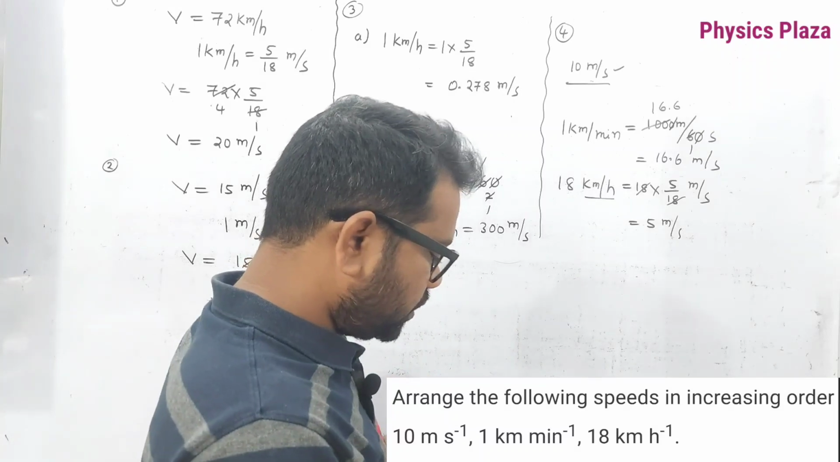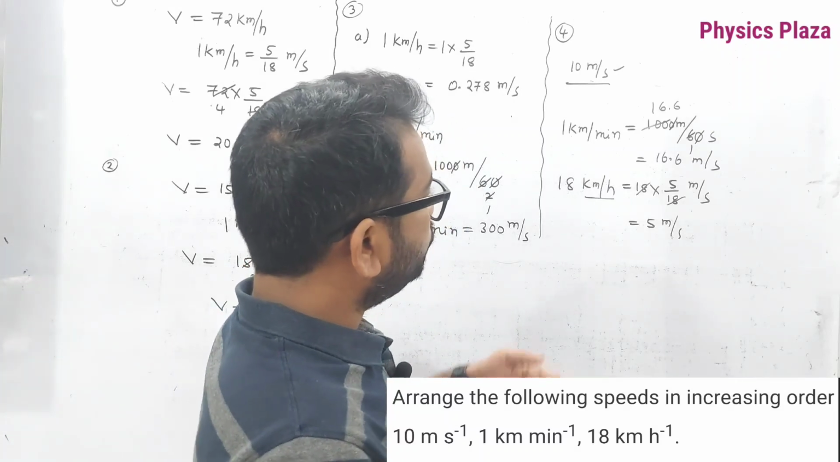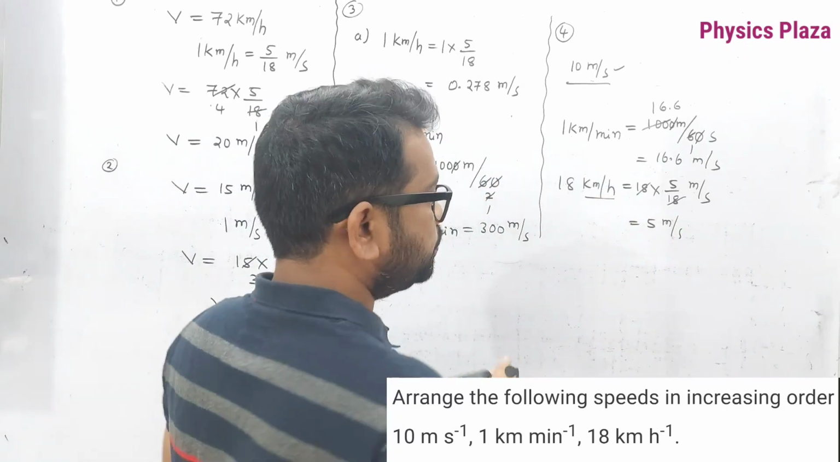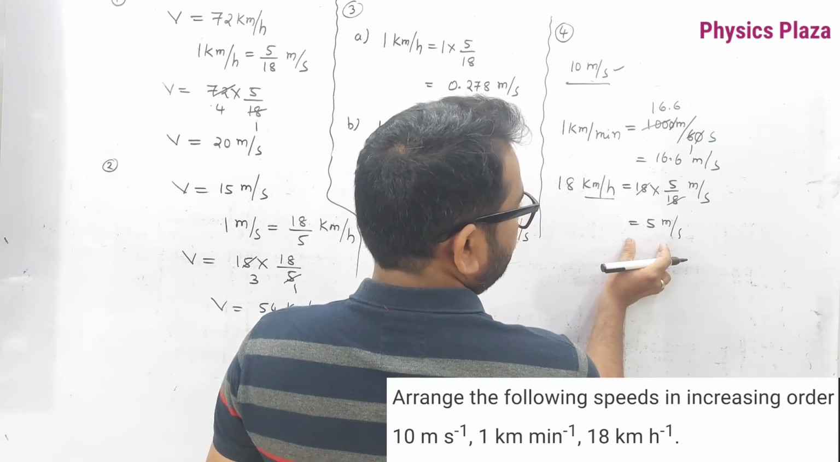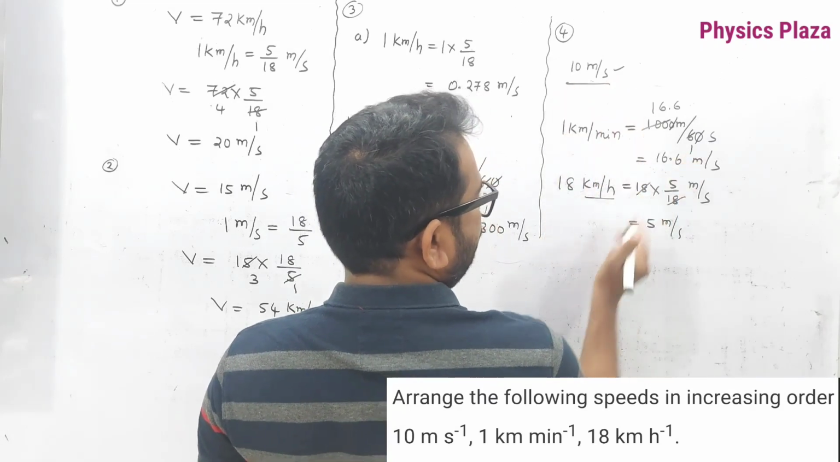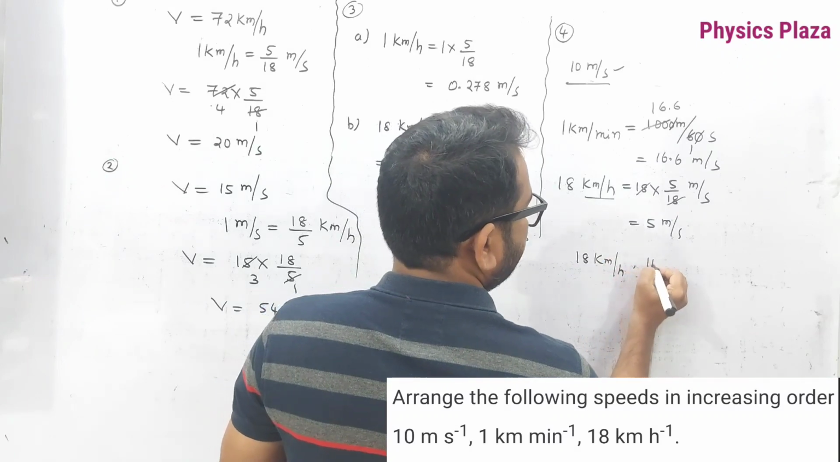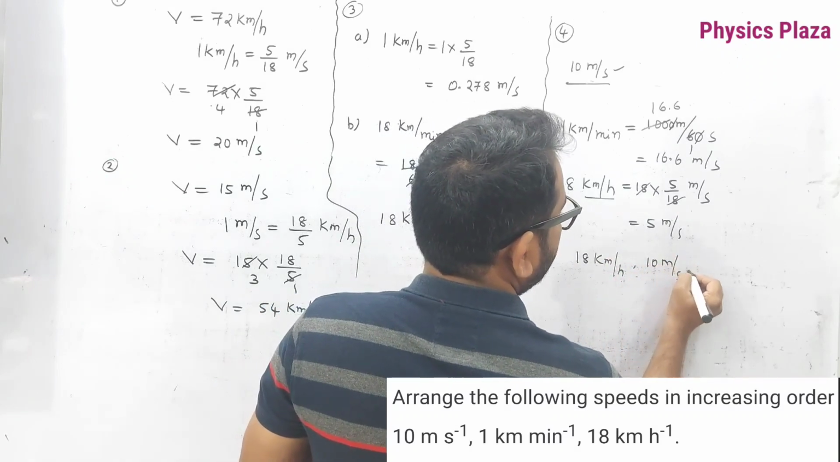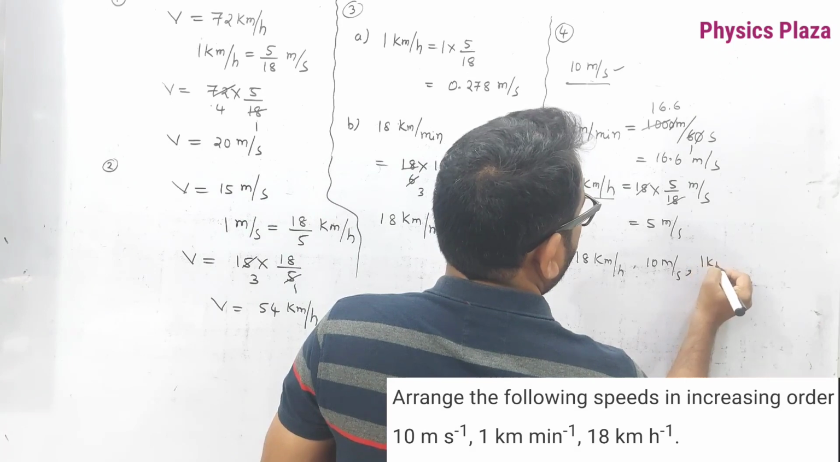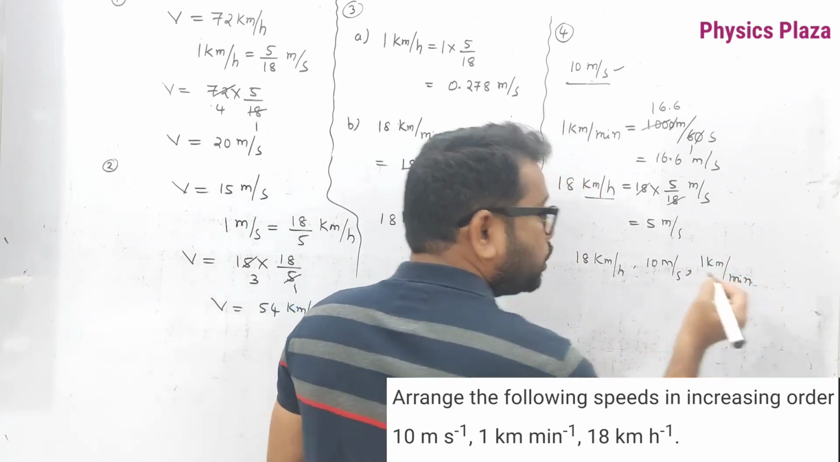Now if you can see, you can keep in order. Small value to big value we have to arrange. Small value is this one, next small value is this one, highest value is the third one. So arrange 18 kilometer per hour, second one 10 meter per second, third one 1 kilometer per minute. Children, we arranged in increasing order.